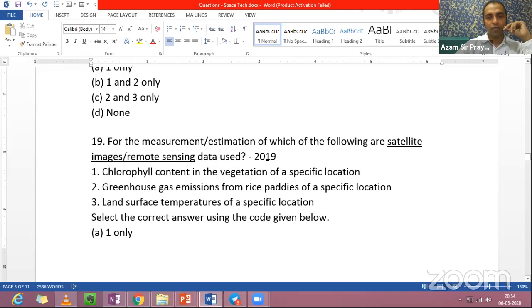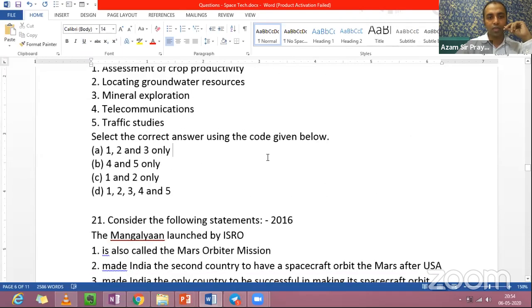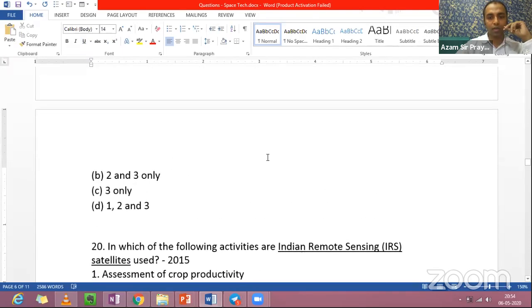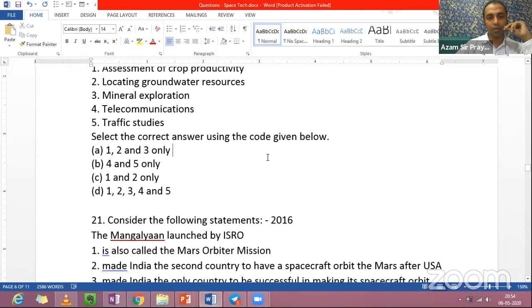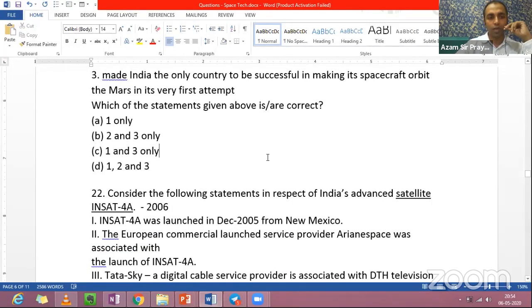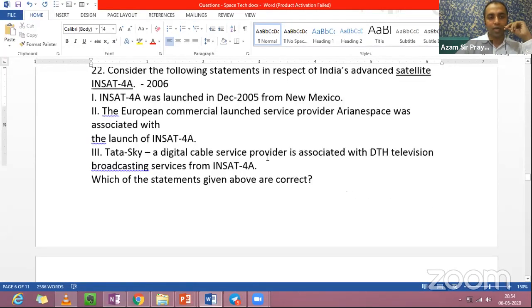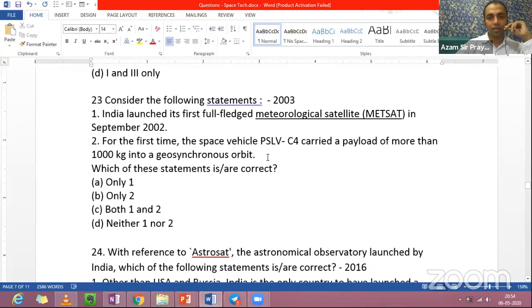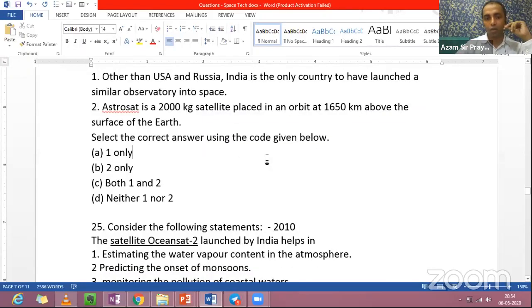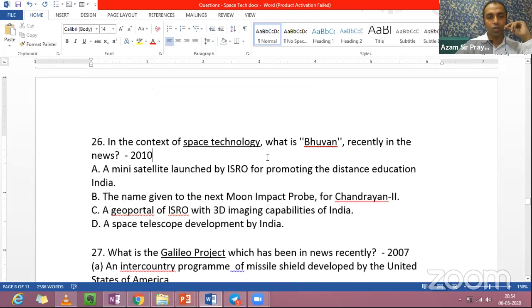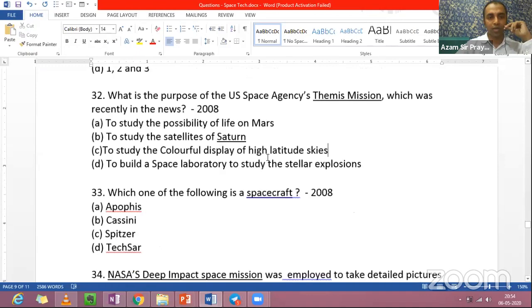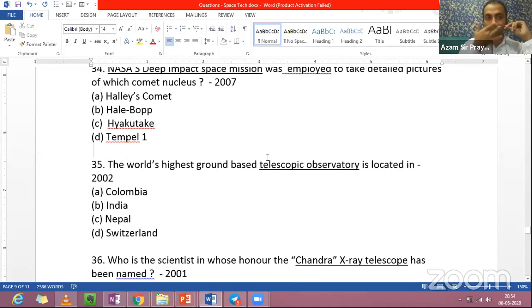Then there are different types of satellites, and you can see a good number of questions: the Indian Remote Sensing satellite, Mangalyaan, again a satellite only, the INSAT satellite, the GSAT satellite, the METSAT satellite, the ASTROSAT satellite. You don't need to decode what these are. Don't worry, we don't know any of these. This is what we are going to learn in our session. So you can see a good number of questions on satellites, and most of these are on Indian satellites.